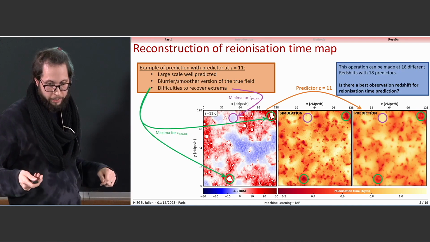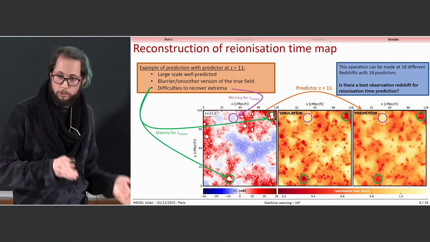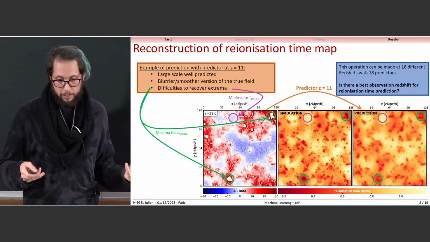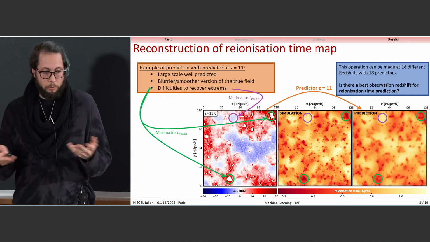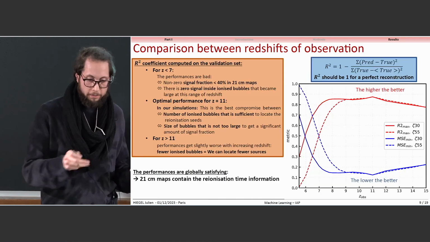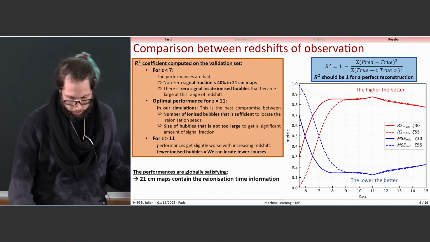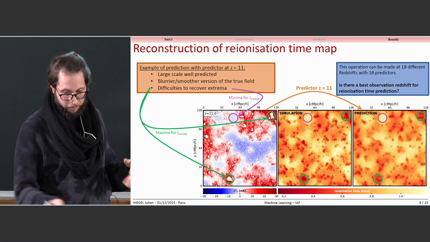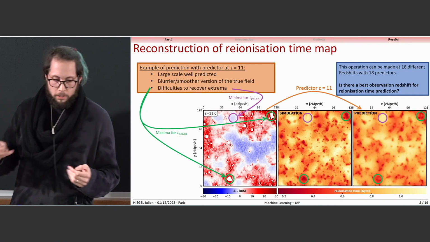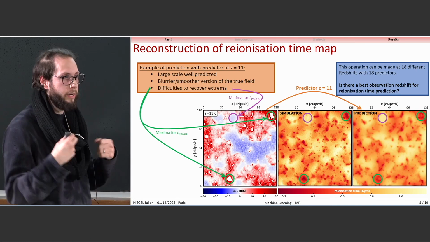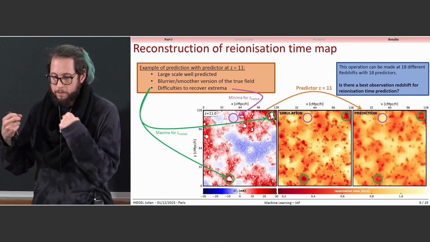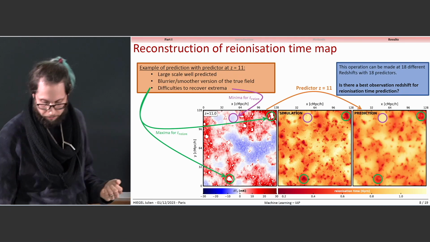Now we want to compare the prediction with the ground truth given by the simulation. Here we can observe that the prediction looks like a smoother version of the true field. In fact, the predictor has some difficulties recovering the extrema. So now we can wonder what is the behavior of such a predictor when it is trained with another redshift of observation, and especially, is there a best observation redshift for such kind of prediction?